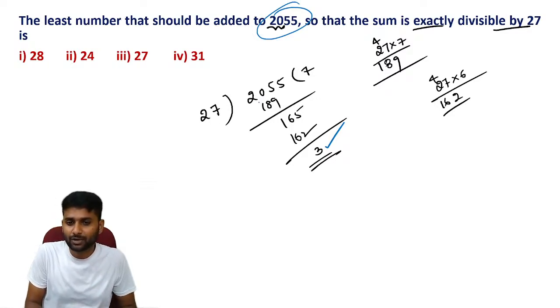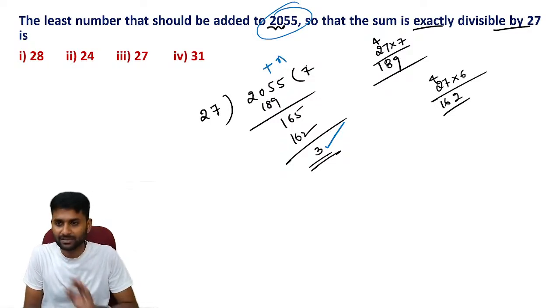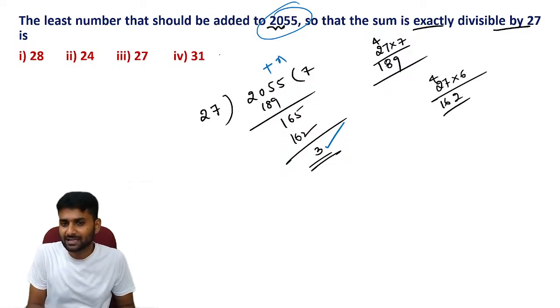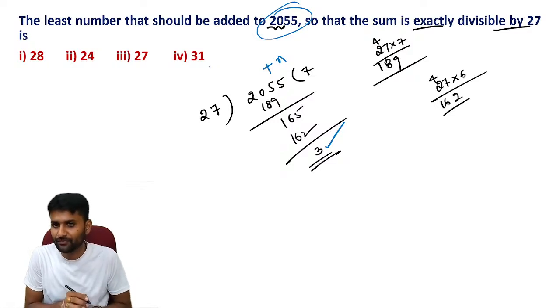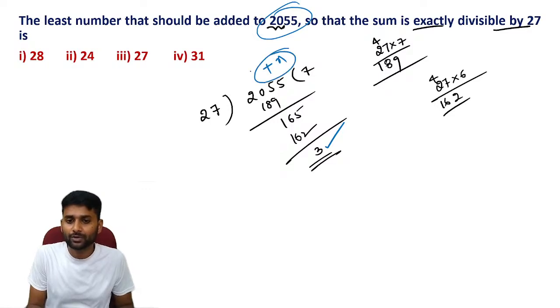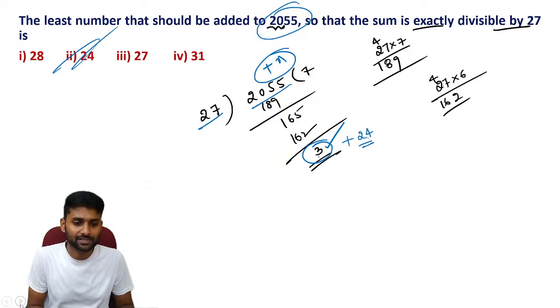If you want to divide 2055 plus x, you never get any remainder. So that is the question. So what is the exact number that should be added to 2055 so that the sum is exactly divisible by 27? So how many units do you have to add? If 2055 is divided by 27, remainder is 3. So how many units required more? 24 units. If 3 plus 24, then definitely it is divisible by 27. That's why we have to add 24 units.